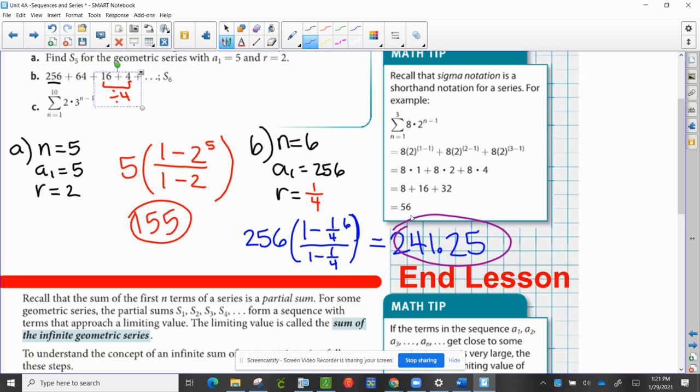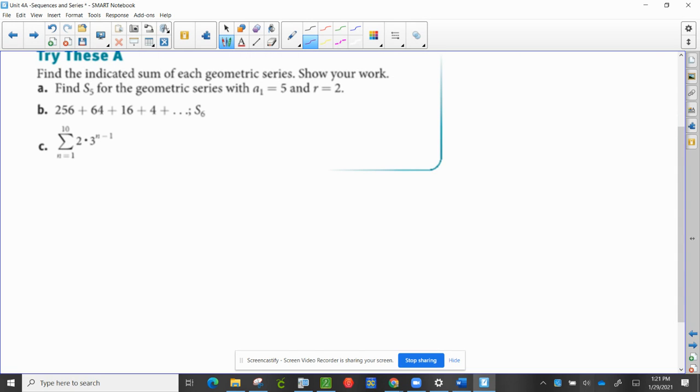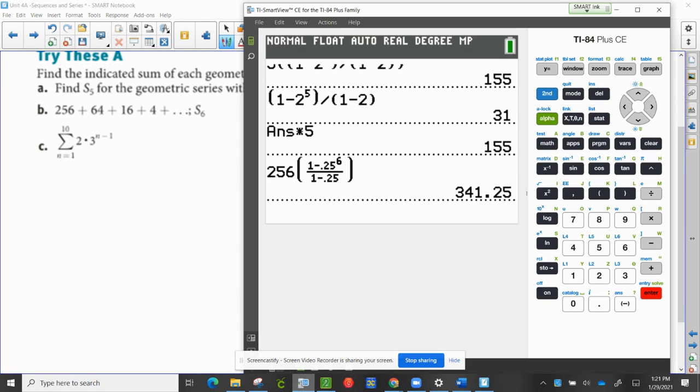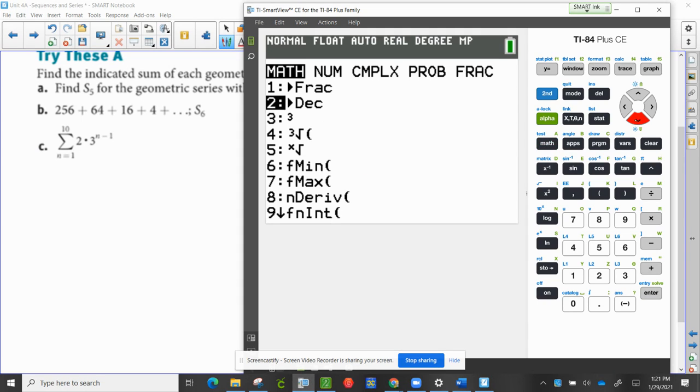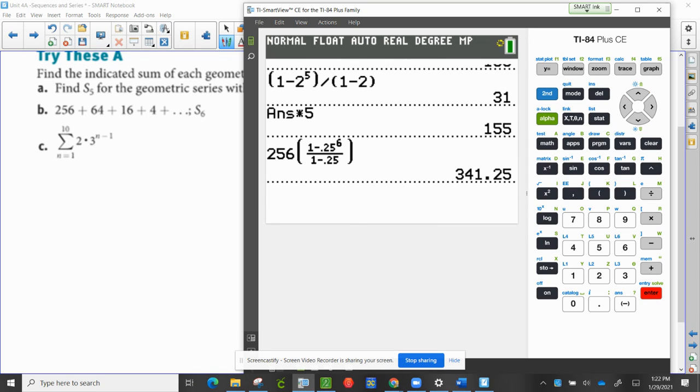Okay. Now C is using sigma notation. I'm going to do that on the next slide so I have a little more room. But remember, for sigma notation, that's all in the calculator. So if your calculator has the sigma button, you can use it. You just have to hit math. It's towards the bottom here. There it is. So if you have a newer calculator, you should have this function.